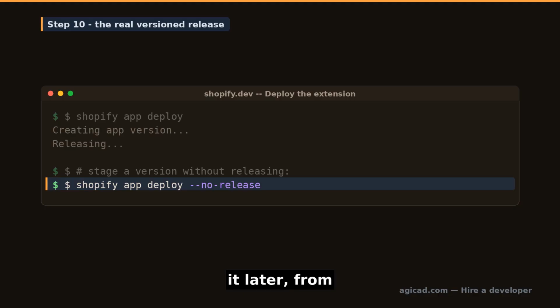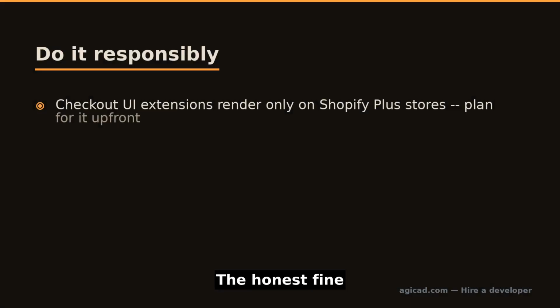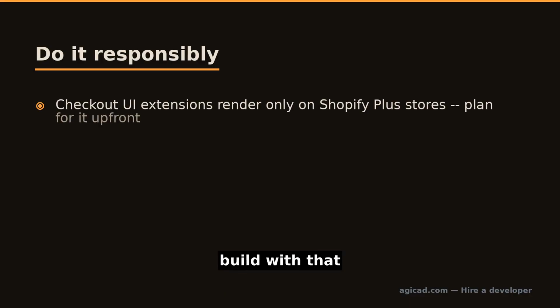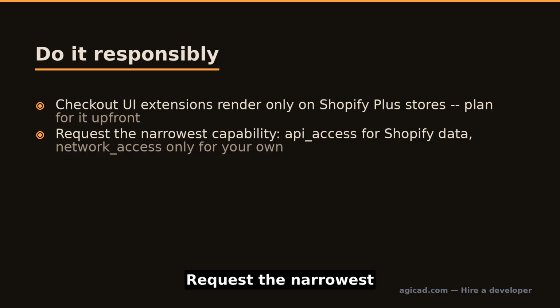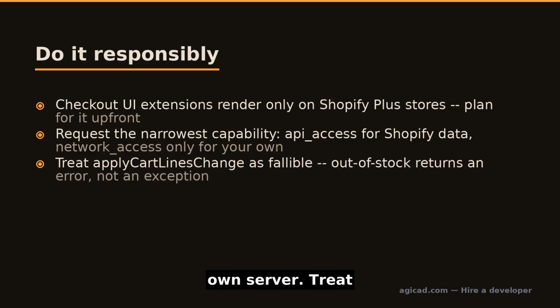The honest fine print. Checkout UI extensions render only on Shopify Plus stores built with that audience in mind from day one. Request the narrowest capability that works. API access covers Shopify's own data. Network access exists for when you genuinely need your own server. Treat the cart mutation as something that can fail politely. Out of stock comes back as an error result to handle, not an exception to catch, and swapping to the next offer is a good default.